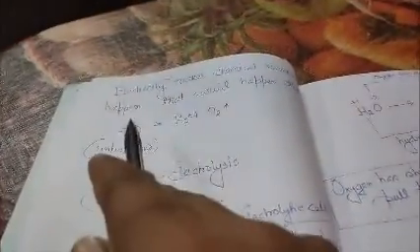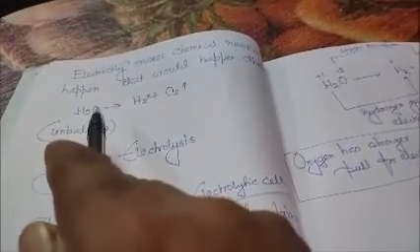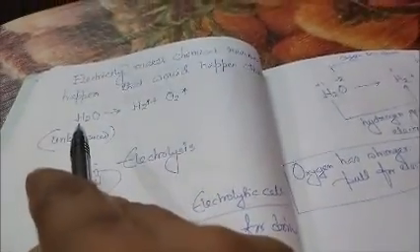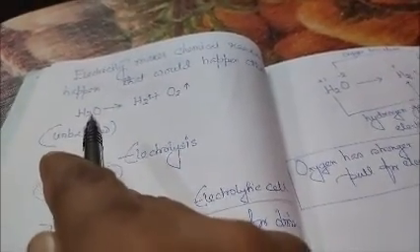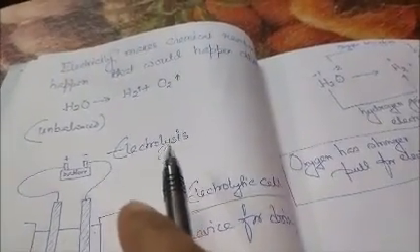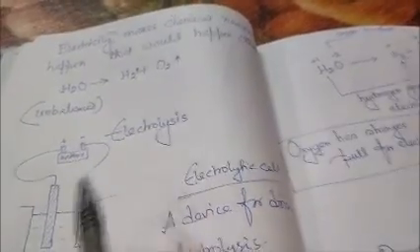Means we are trying to break the bond between the hydrogen and oxygen to get the hydrogen and oxygen from the water. So we are trying to do lysis. This electrolysis means you are using electricity to break something. So it is called electrolysis.